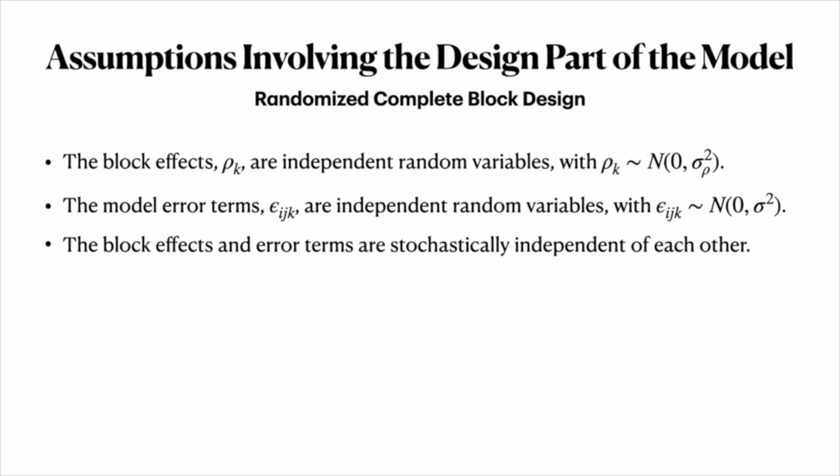Now the assumptions involving the design part of this model. Again, this is a randomized complete block design. The block effects, the rho sub k's, are independent random variables, and in particular, normal random variables, with rho sub k being normally distributed with a mean of zero and a variance denoted by sigma squared sub rho. The model error terms, the epsilon ijk's, are independent normally distributed random variables with mean zero and variance denoted by sigma squared.